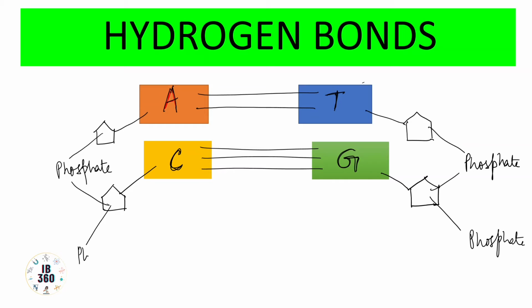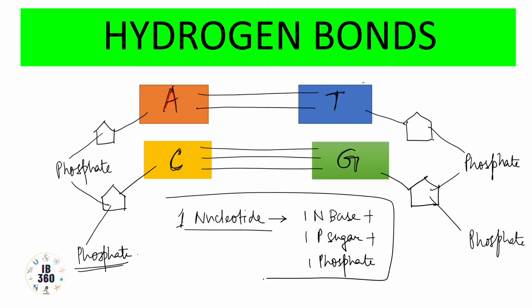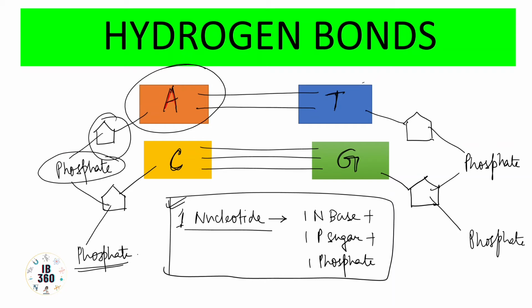Okay. So one nucleotide is basically one nitrogen base plus one pentose sugar plus one phosphate. This is one nucleotide. One nitrogen base, which is this one. One pentose sugar, which is this one. And one phosphate group, which is this one. So this trinity is our nucleotide.